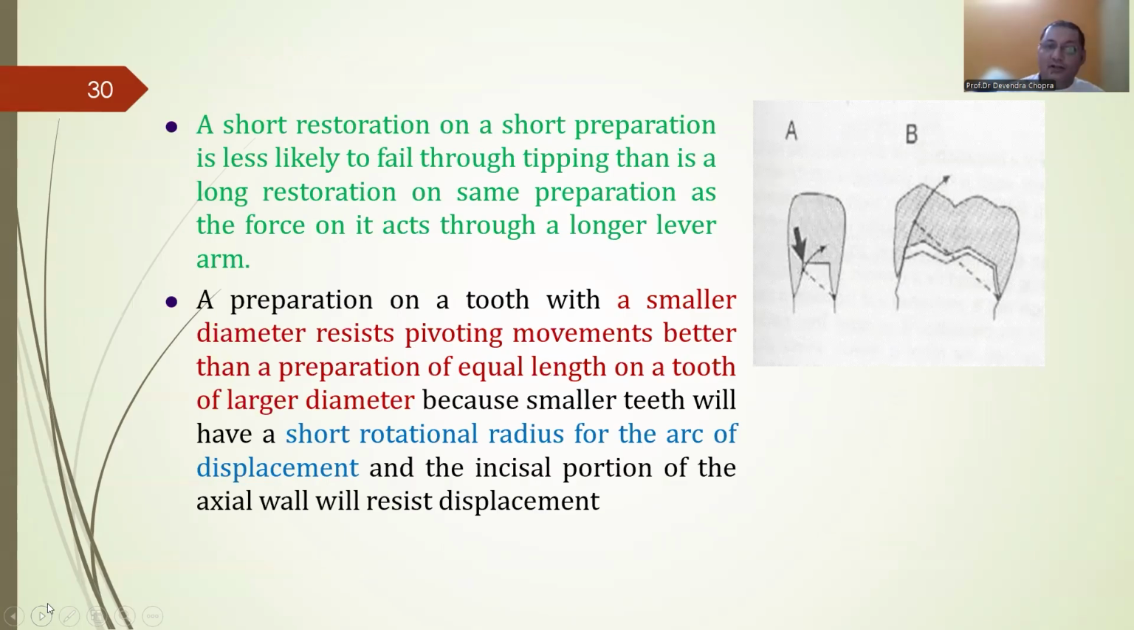A short restoration or a short preparation is less likely to fail through tipping than a long preparation on the same tooth, as the force acts through a longer lever arm. Please remember your lever principles, class 1, class 2, and class 3 lever. So a preparation on a tooth with a smaller diameter resists pivoting movements better than a preparation of equal length on a tooth of larger diameter. Next slide.